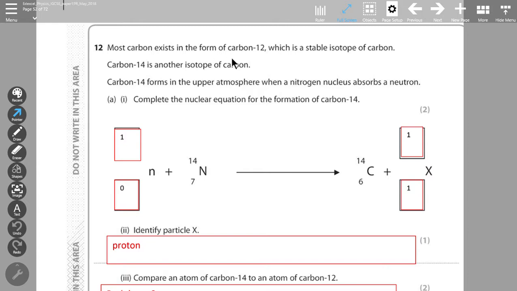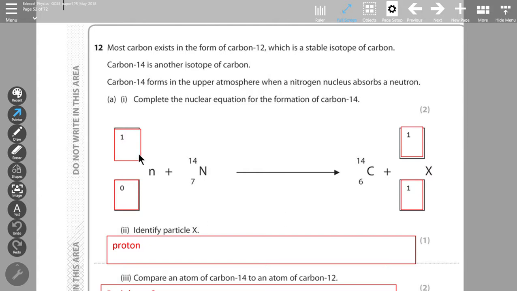Most carbon exists in the form of carbon-12, which is a stable isotope of carbon. Carbon-14 is another type of carbon. Carbon-14 forms in the upper atmosphere when a nitrogen nucleus absorbs a neutron. Complete the nuclear equation for the formation of carbon-14.